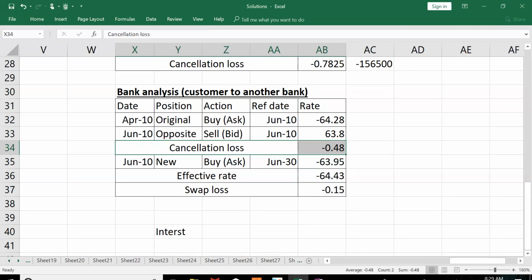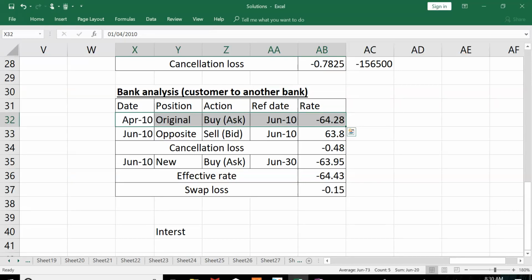Clear till now? On April 10, I had entered into a contract at the rate of 64.28, Bank A with Bank B. Ignore the customer for the time being. Don't bring the customer into the picture for the time being. Now on June 10, Bank A has to cancel its contract. The cancellation will happen at the bid rate, because your original was the ask rate. After cancellation, I'll enter into a new contract for the next available forward rate.